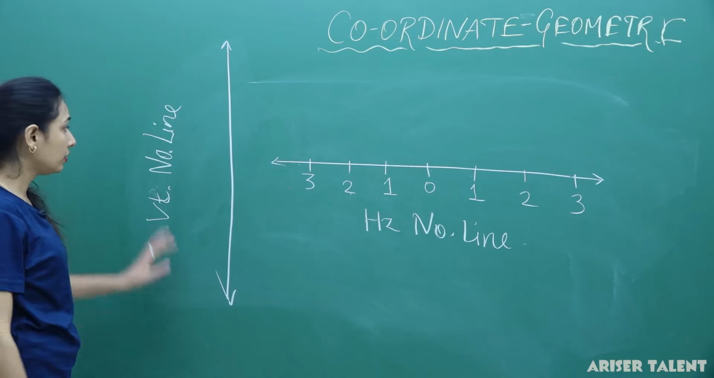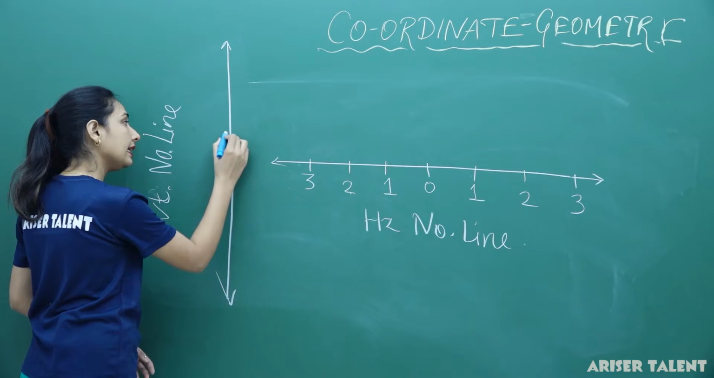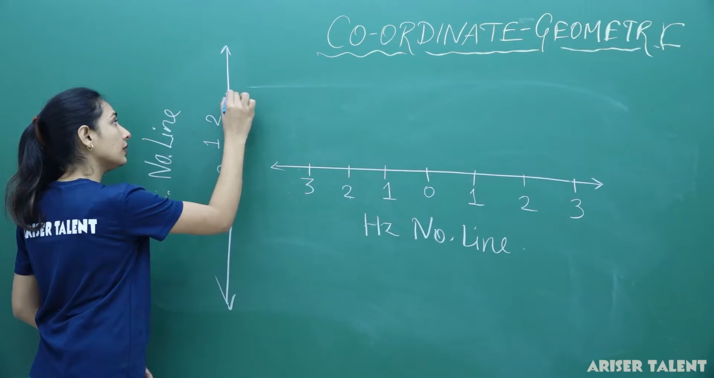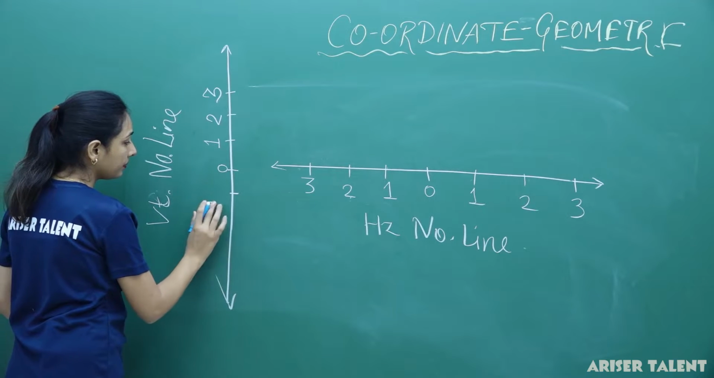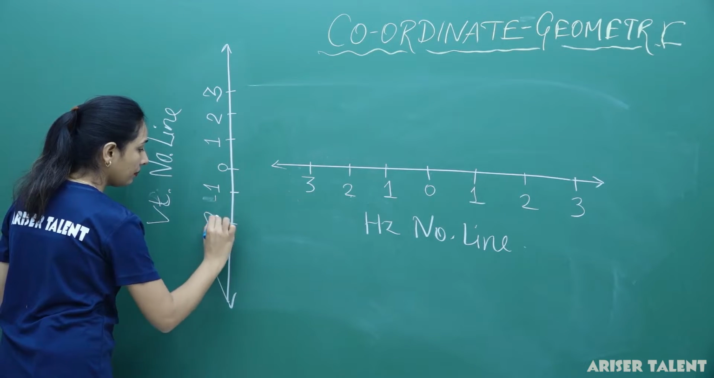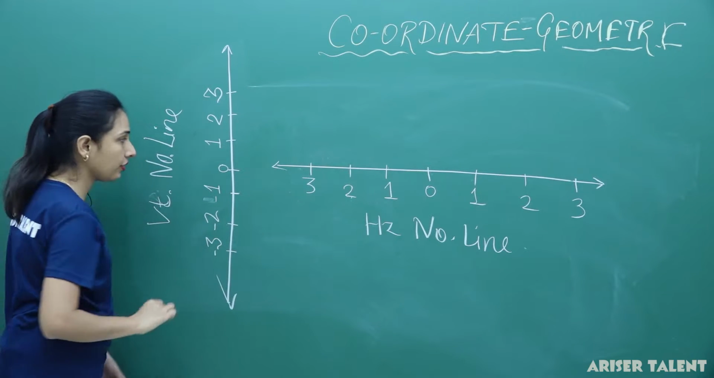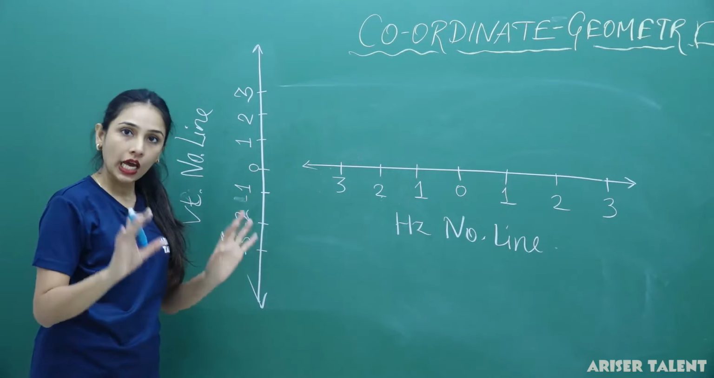Okay. Now this is the vertical number line. So again there will be a 0, then 1, then 2, then 3. Here again -1, -2, -3, right? 0, 1, 2, 3 and -1, -2, -3, correct?